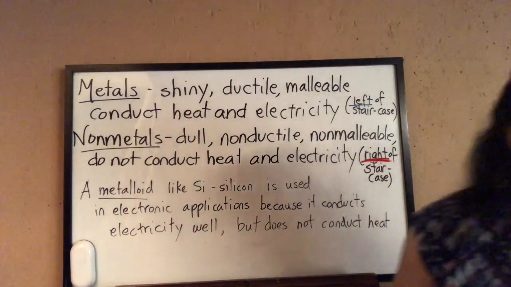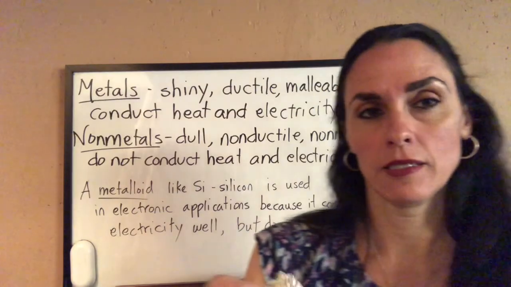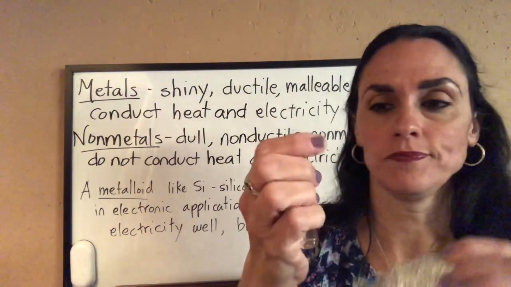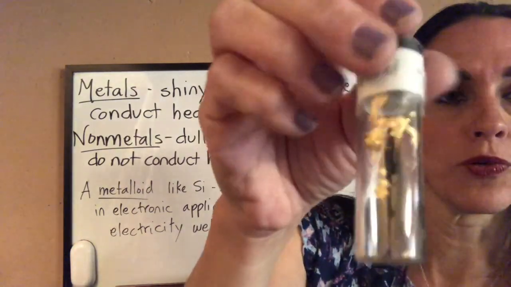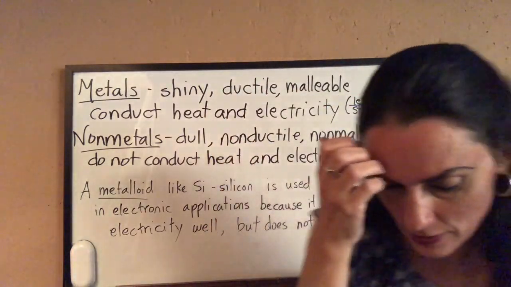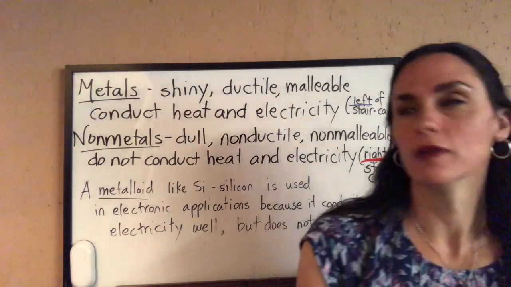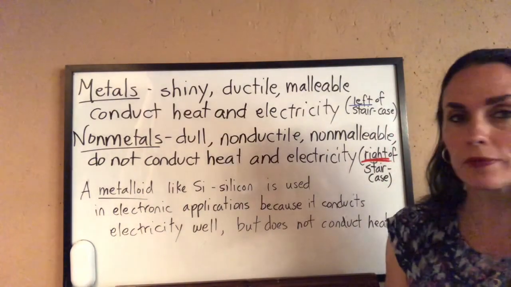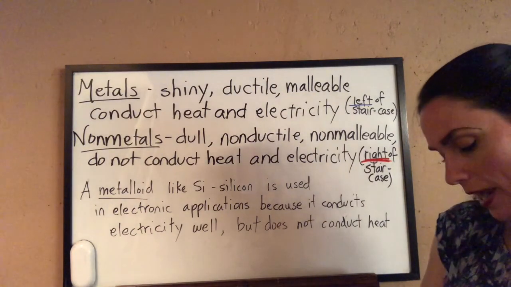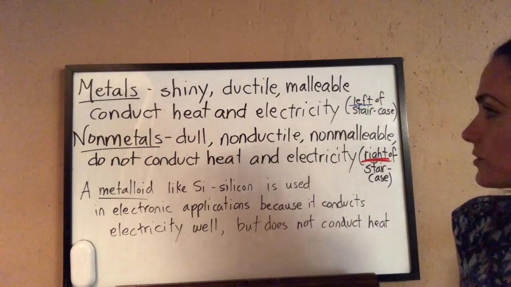Okay. Malleable, meaning that it can be hammered into sheets or foil, such as the aluminum foil, or the gold foil that I have here. So malleable can be hammered into sheets. Just like you have that bone in your ear called the malleus, I might be saying it wrong, which is shaped like a little hammer. So malleable can be hammered into sheets. And metals conduct heat and electricity.